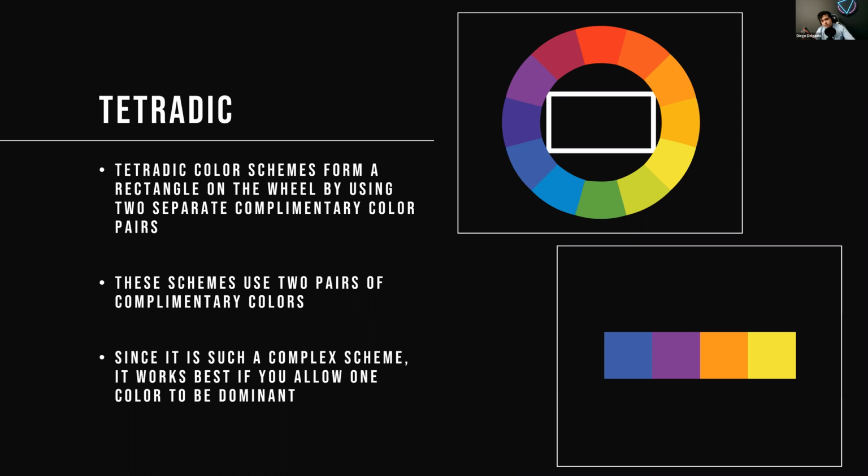In this example, it's purple and yellow, which are two complementary colors, and then blue and orange, two more complementary colors. I really like this color scheme. It's complex, but as I keep wanting to reiterate, you might want to go with a little bit more muted colors. You might want to lower the saturation, maybe darken them a little bit when you're using these.